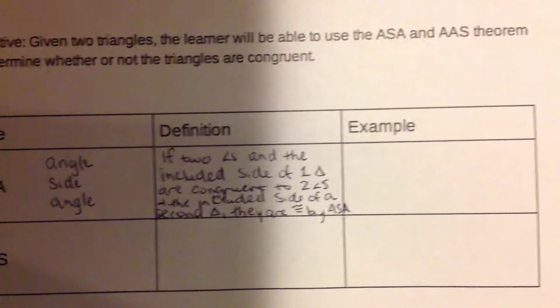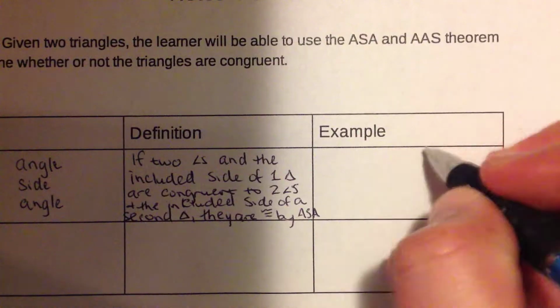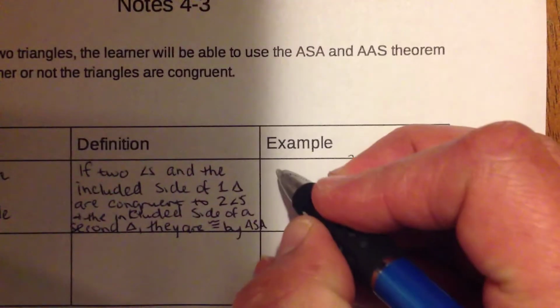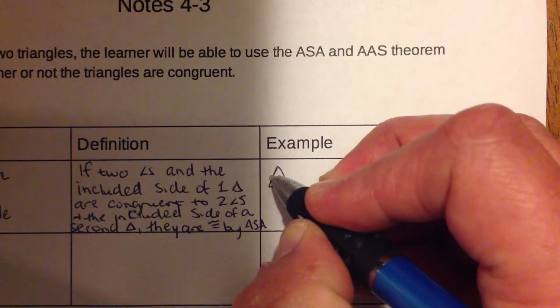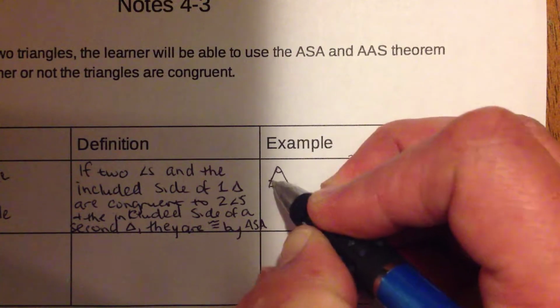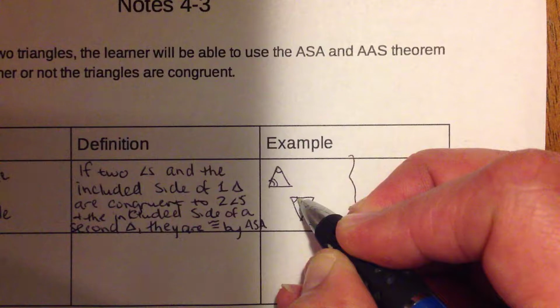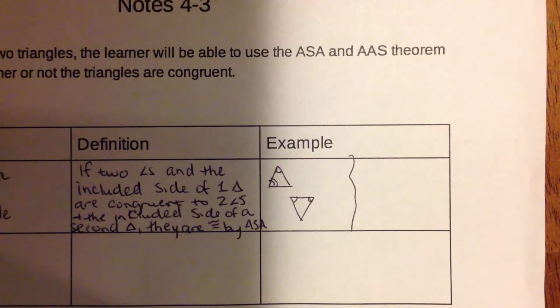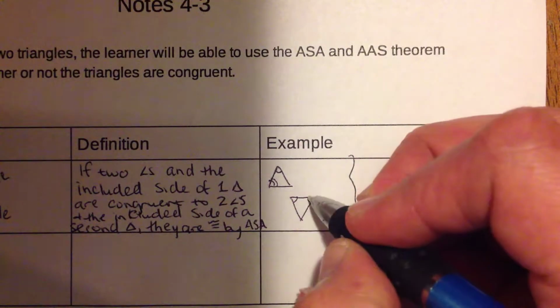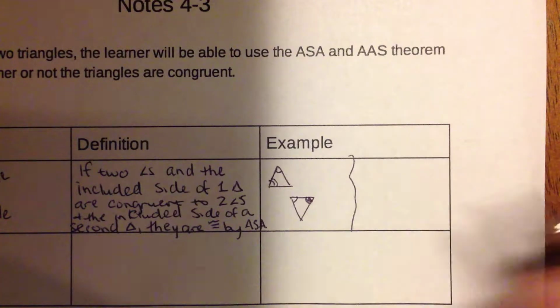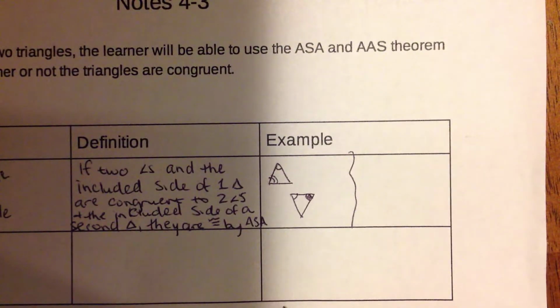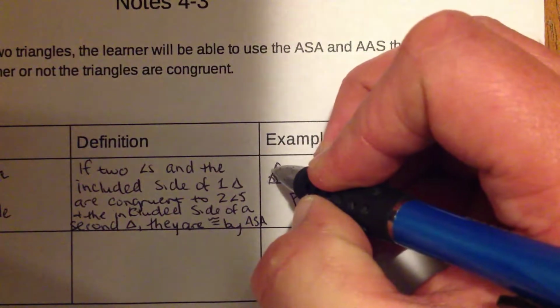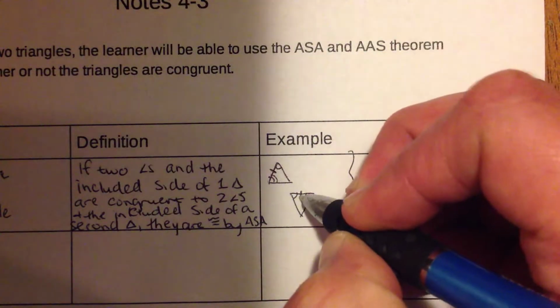So let's take a peek at what that might look like. So I'll do two examples here. The first example, we'll just draw two triangles, and I'll give two angles here. This angle is marked with one arc, this angle is marked with two arcs, and we'll do these two here. Let's say that one has one, that one has two, that one has one, that one has two. So in order for it to be angle side angle, we have to have the included side, the side that's in between both those angles.